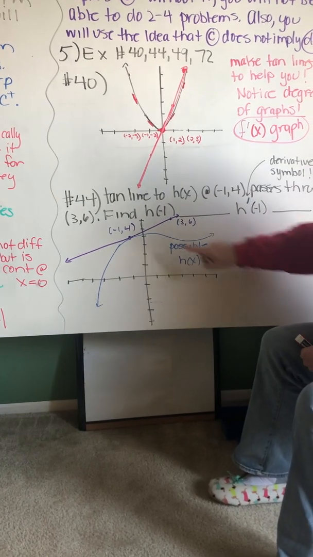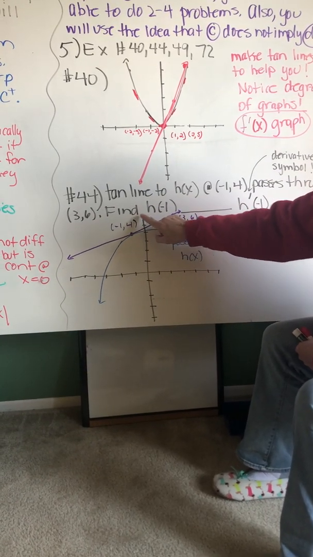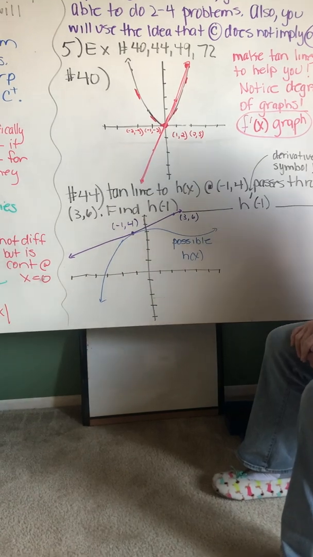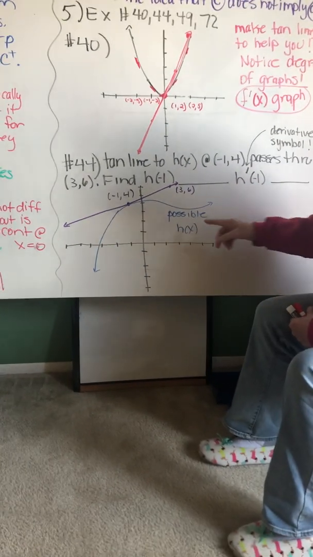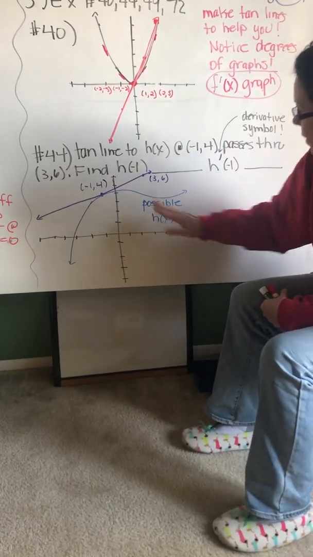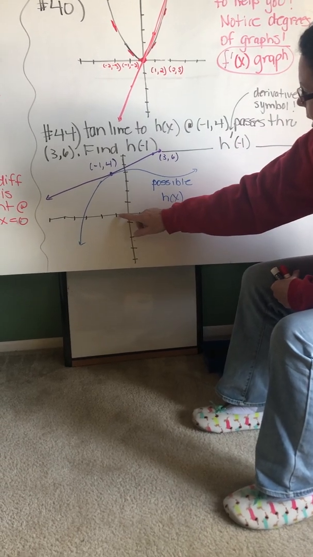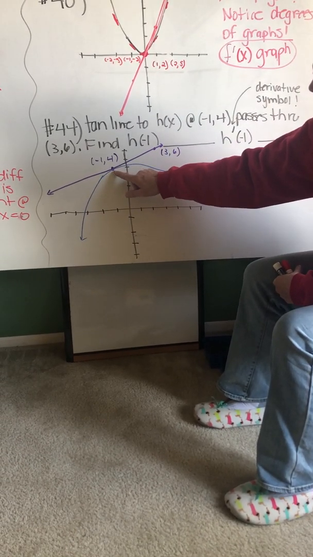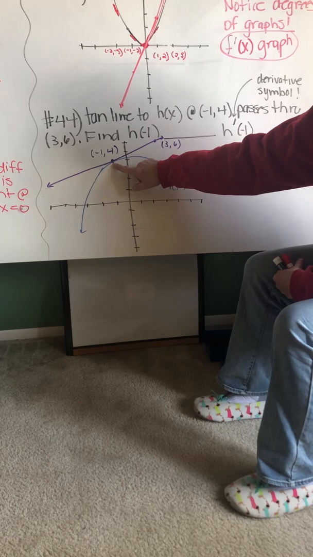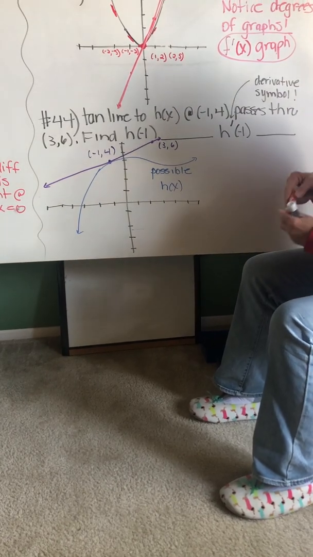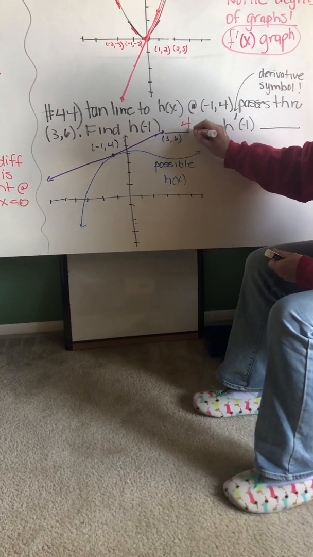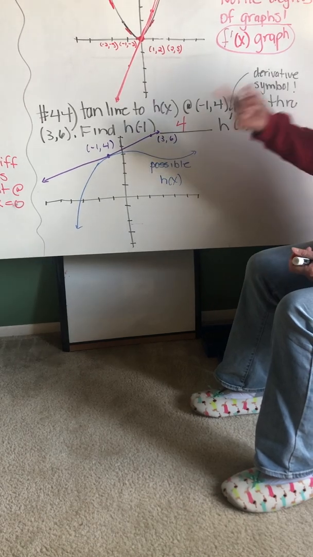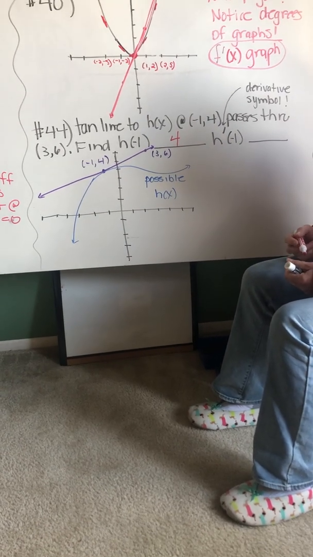And now what they want is they said find h of negative 1. Okay, well, take a look. On my function h, I'm going to go to where x is negative 1. Is there a point there? There sure is. It's negative 1, 4. So there we go. H of negative 1 is a 4. That's the value of that blue function there.